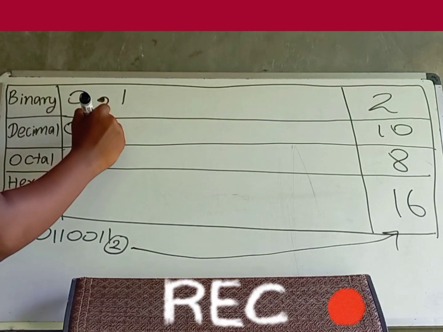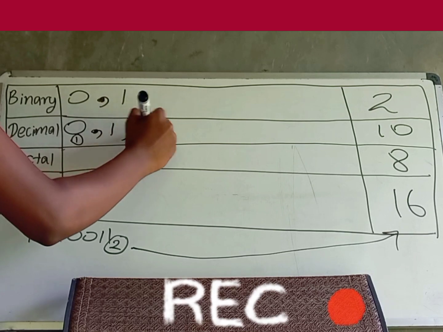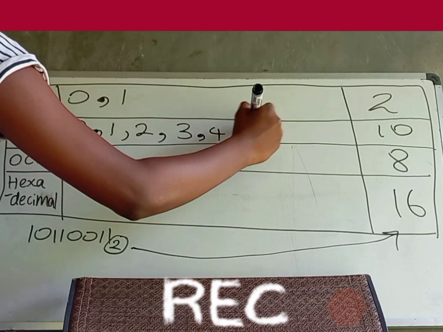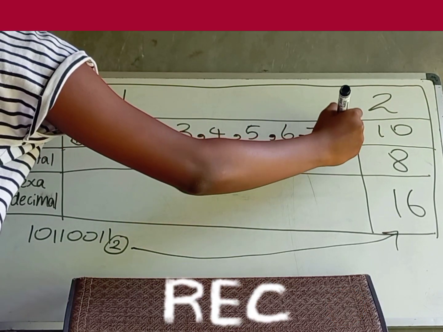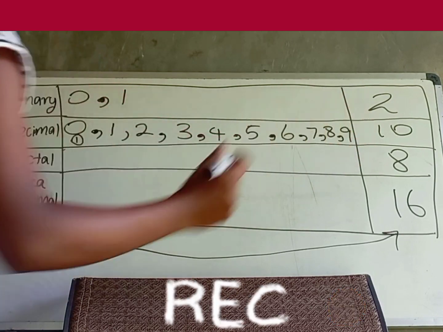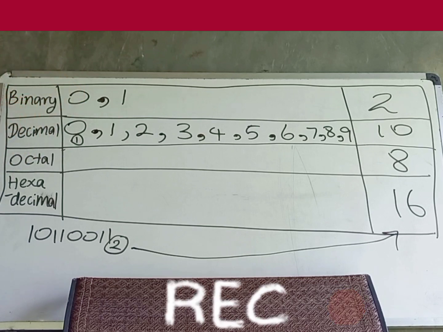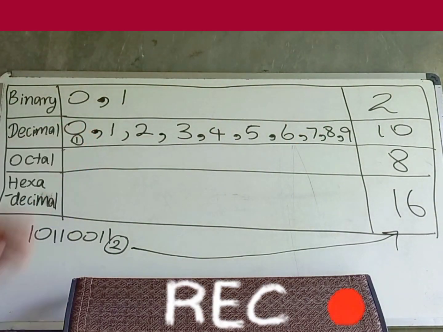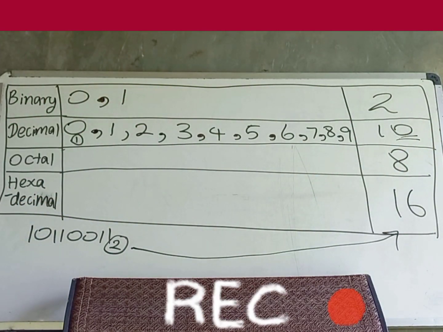Starting with 0, let us take this as 1, 2, 3, 4, 5, 6, 7, 8, 9, and 10. So 10 symbols. When we count them, the base is equal to these 10 numbers.